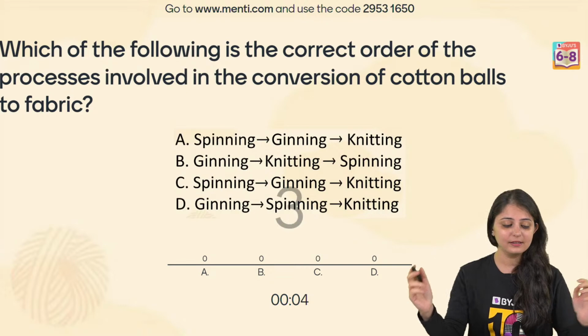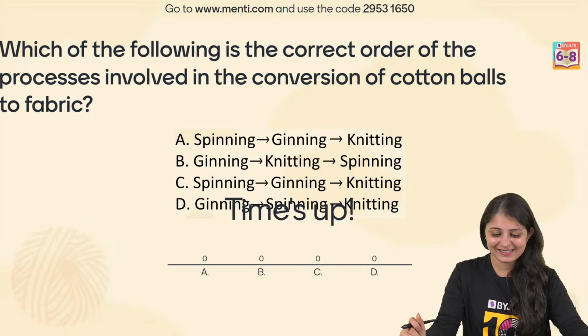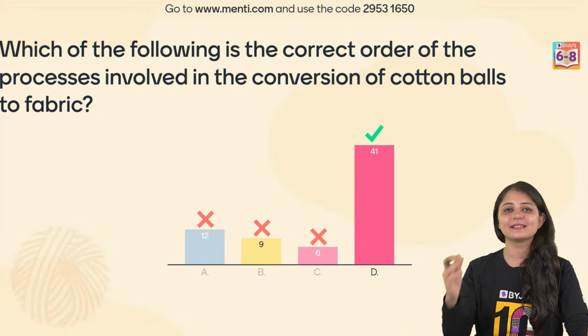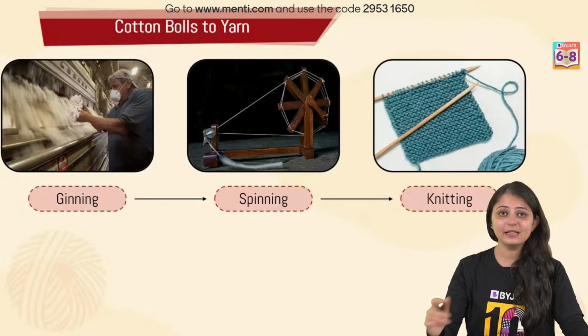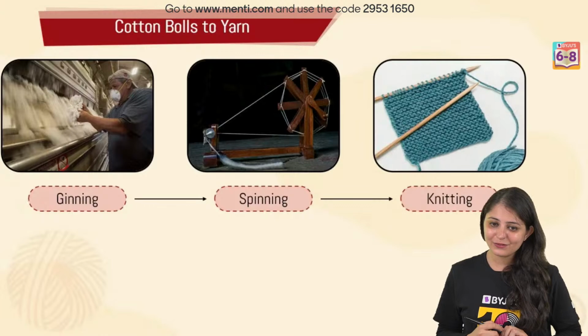The correct answer, let's see. Yes, 41 of you got this one right. It's ginning, then spinning, and then knitting. So cotton balls to yarn, starting from ginning to spinning, to knitting. This is going to be the correct order. Most of you got this one right, but 50 bachon ne nahi diya.